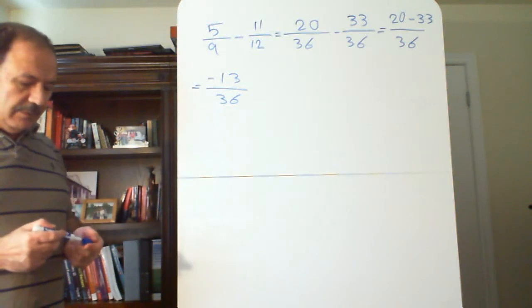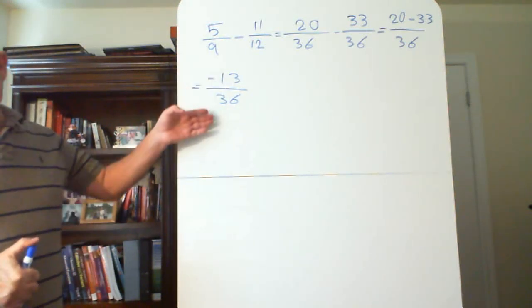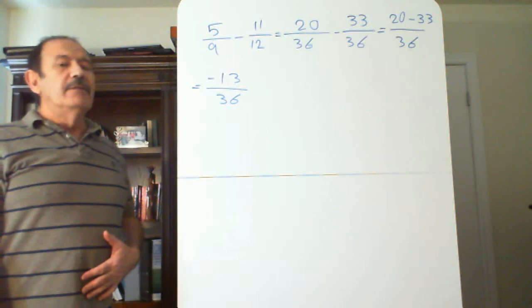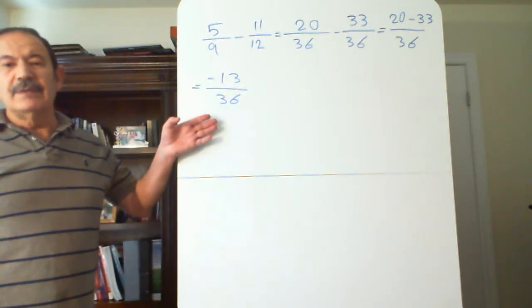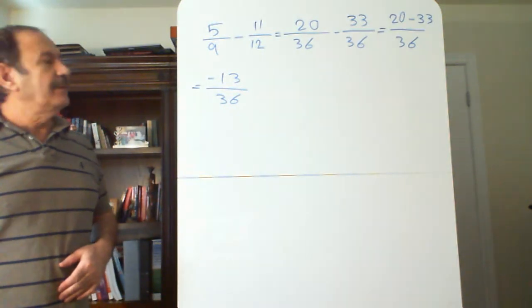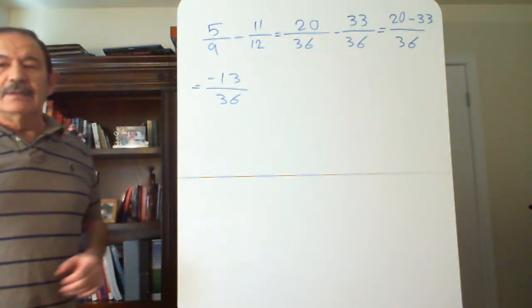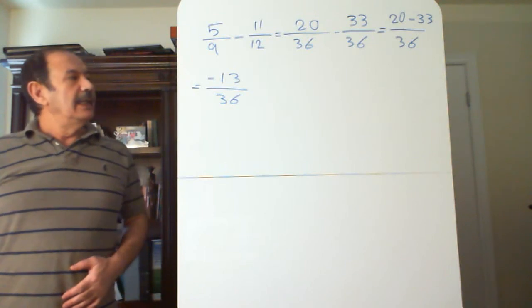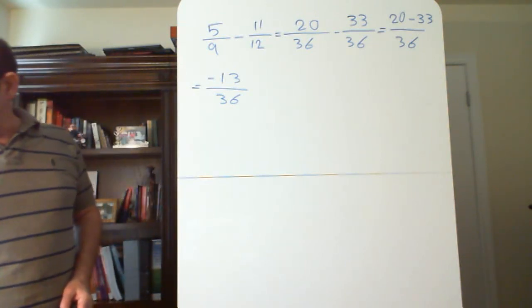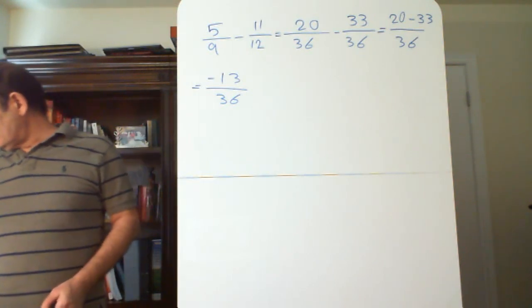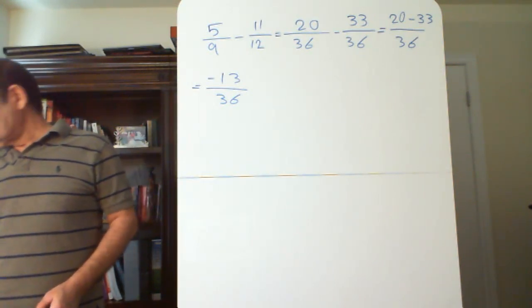It's not possible to simplify it. It's not possible to reduce it. Always remember, when working with any fraction, if it's possible to simplify, we always have to simplify our final answer. So our final answer is going to be negative 13 over 36. In the next video, I'm going to do more practice working with fractions.